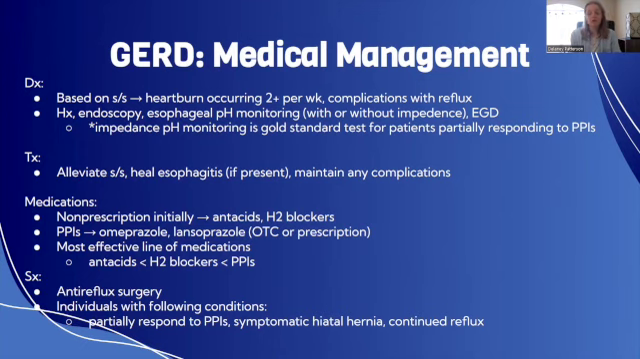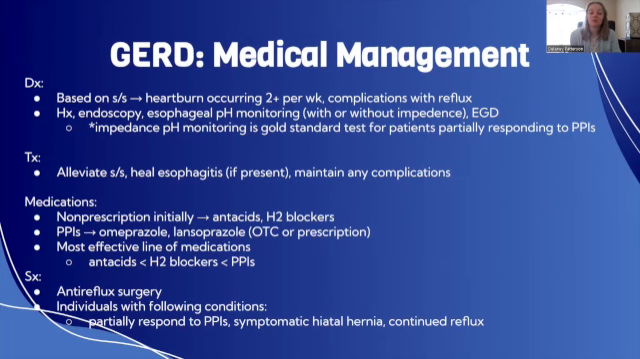As for treatment, it usually is to just relieve a patient's symptoms and to heal esophagitis if present. Medications typically start with your non-prescription drug like an antacid or a Tums. The next step up would be an H2 blocker to block the histamine that induces the parietal cells to secrete acid. The next line of medications would be a PPI, which is the most effective therapy for acid suppression.